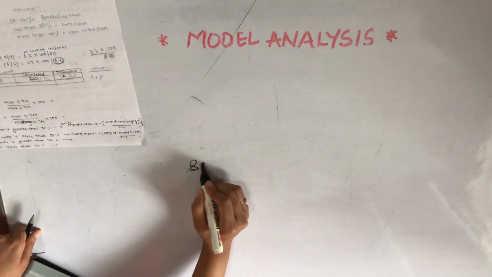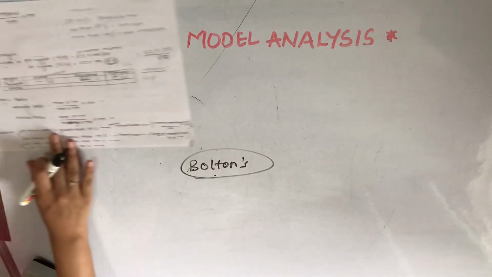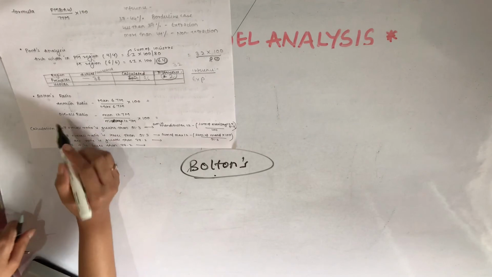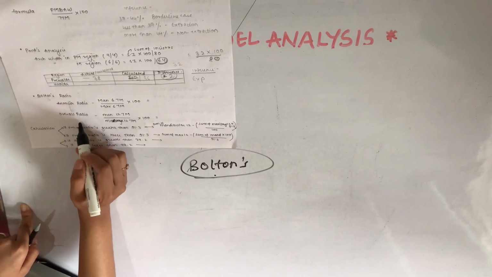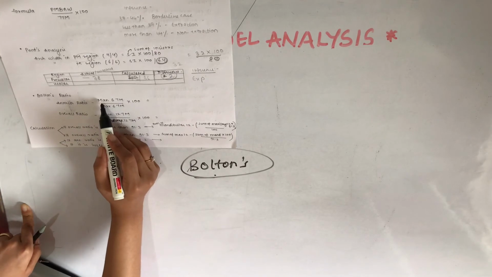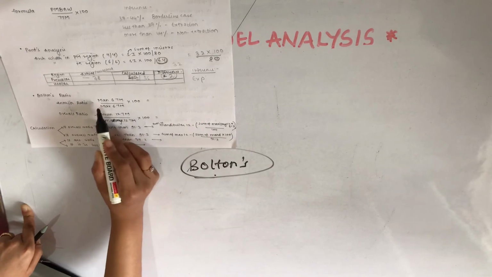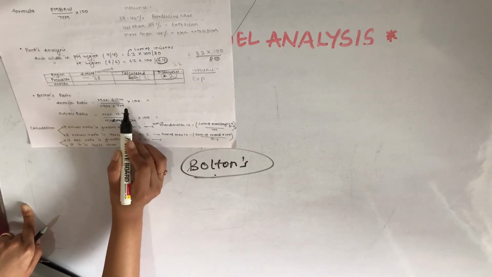One is the Bolton's analysis. Now what is this Bolton's analysis? In Bolton's analysis, you are going to calculate the anterior ratio and overall ratio. In anterior ratio, what you're going to do is calculate the mesiodistal width of all the mandibular anterior teeth upon all the maxillary anterior teeth into 100.